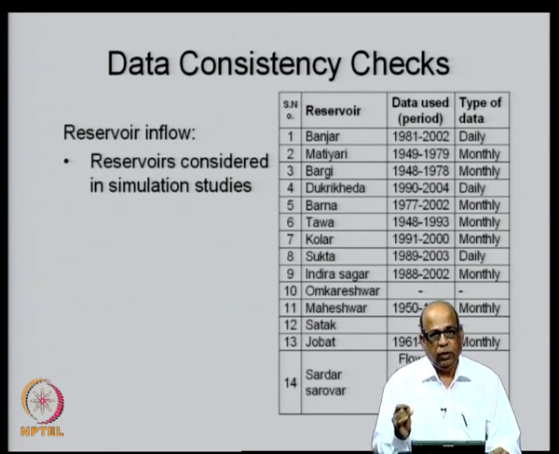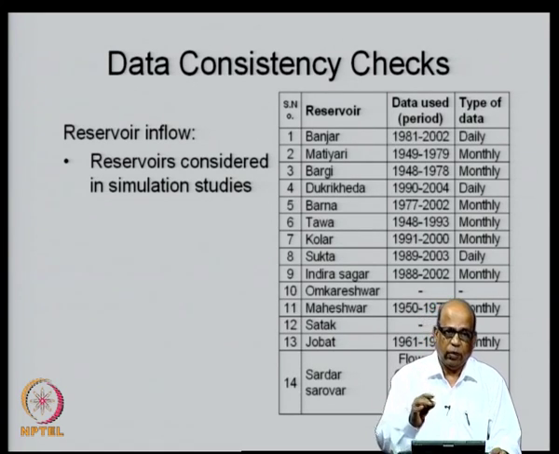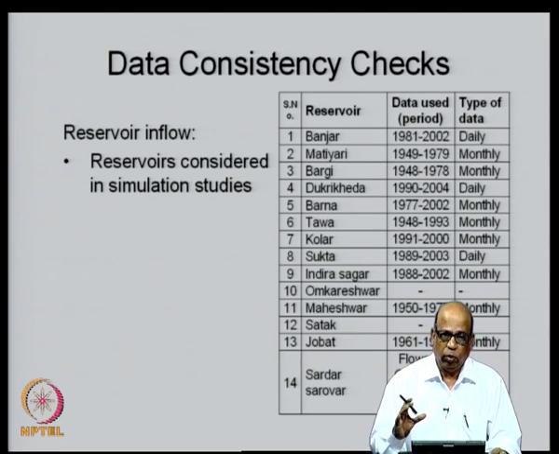Now, similar to what we did for the gauged flow, we also do for the reservoir flows. Remember, we are doing these data consistency checks because we are dealing with large systems where there are a number of reservoirs, there are also a number of stream flow gauges, and we want to be sure that the time series that we consider for this analysis using stochastic hydrology techniques are in fact consistent with each other, and that is why we do the data consistency checks first. So, much the same way as we did for the rain gauges and the stream flow gauges, we also do the same exercise with the reservoir flows.